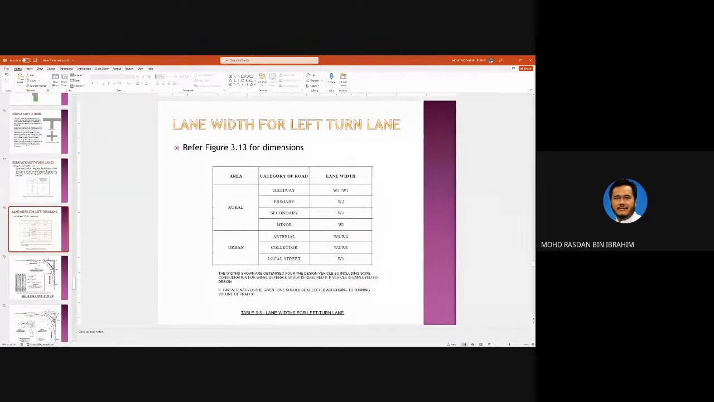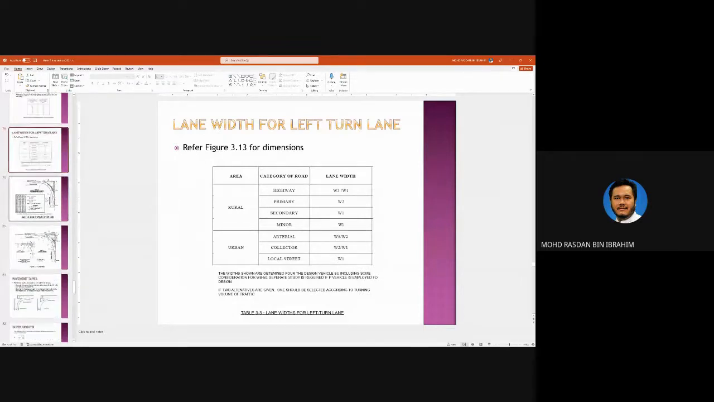So the width depends on the category of road and area. So W3 over W1. There's a diagram here, 3.13.